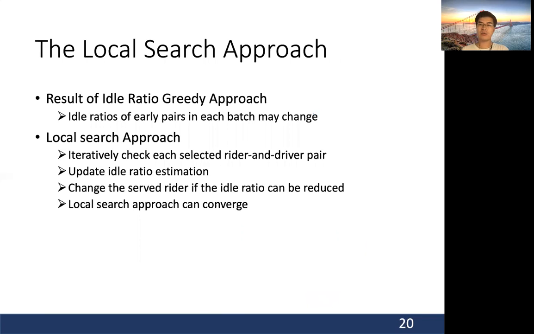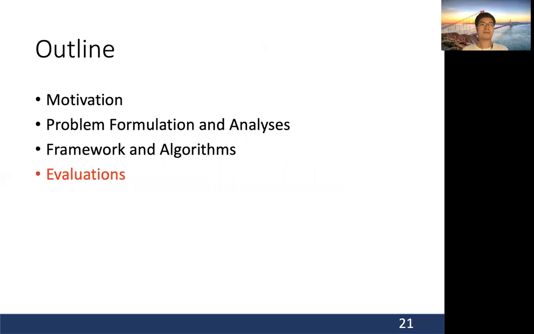However, the idle ratio greedy approach has a shortcoming. The idle ratio of early selected pairs may be affected by later selected pairs when their destination regions are the same in a batch. Thus, we propose a local search approach to refine the results achieved by the idle ratio greedy approach. We prove that the local search approach can converge.